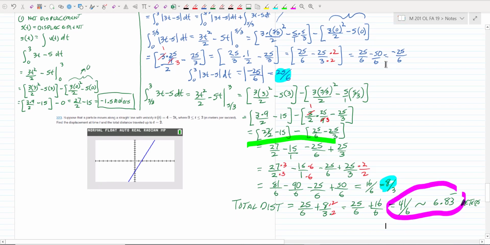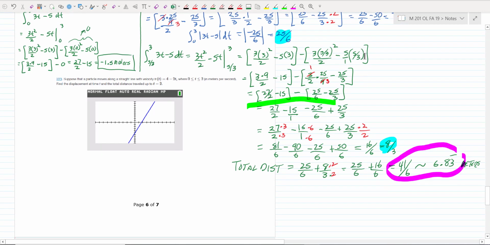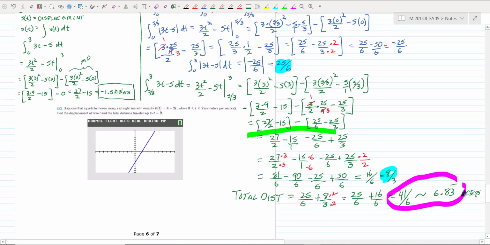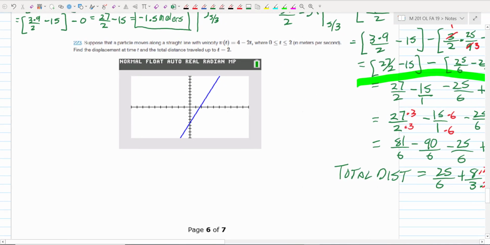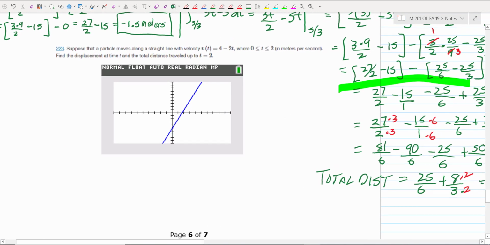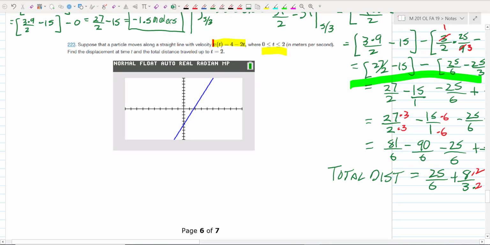Okay, so I'm going to move on and do this example down at the bottom of the page. And with this one, it says, suppose a particle moves along a straight line with a velocity given as this linear function, v of t is equal to 4 minus 2t on the interval 0 to 2. We're going to find the displacement at time t and the total distance traveled up to 2.